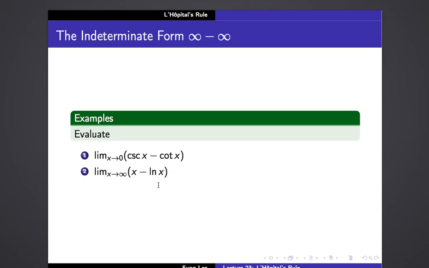Having said that, let us take a look at the following examples. Okay, so one by one. The first one is the limit of cosecant x minus cotangent x when x goes to 0. And the second one is the limit of x minus ln of x when x goes to infinity. Okay, so let me get to my notepad again.